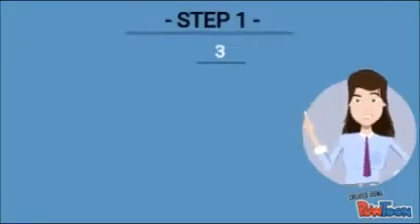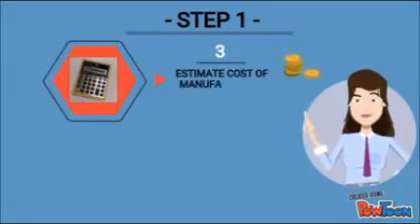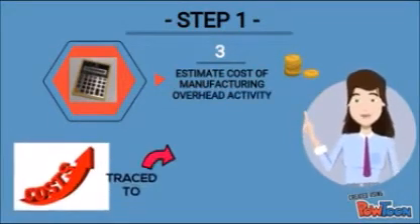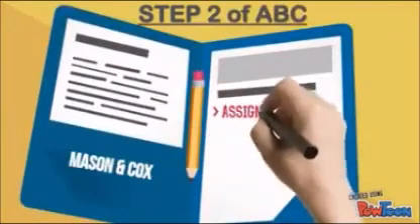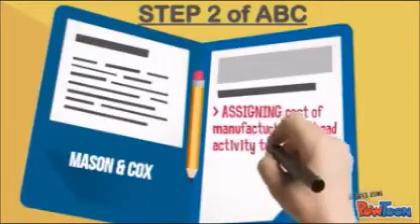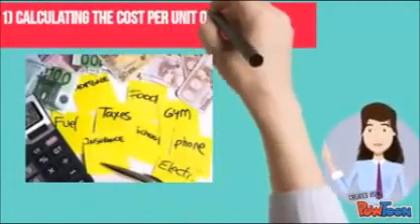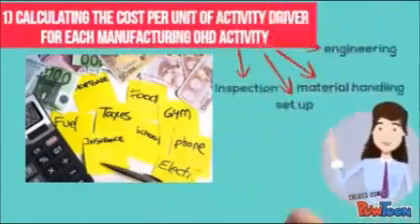The third sub-activity under Step 1 is estimating the cost of the manufacturing overhead activity, where the costs are traced to each of the manufacturing overhead activities. Step 2. Assigning the cost of manufacturing overhead activity to products, where it involves, firstly, calculating the cost per unit of activity driver for each manufacturing overhead activity.